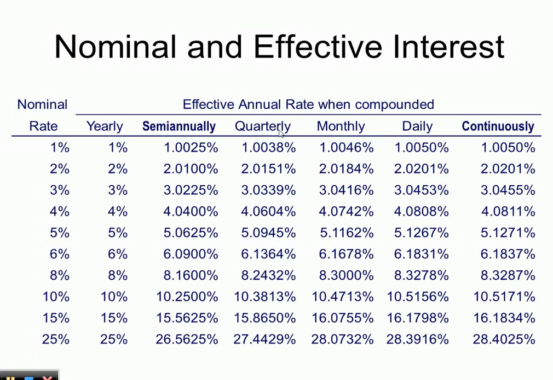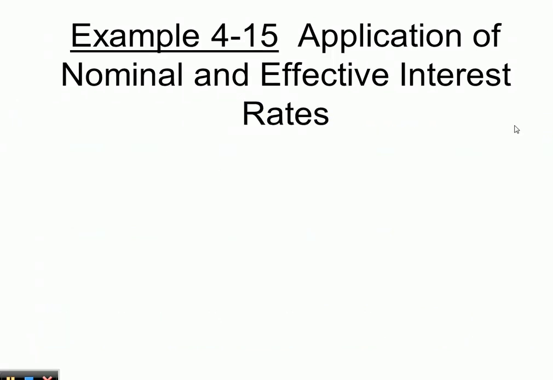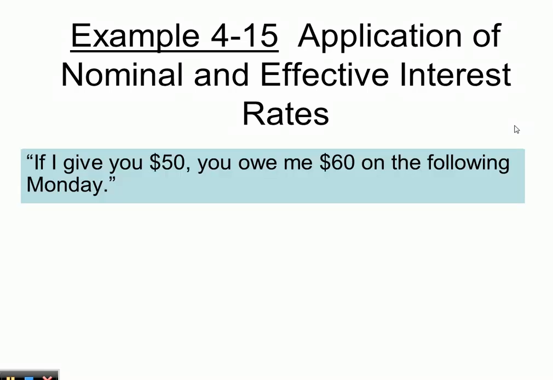When we compound 4 times per year, the effective rate grows even larger. When we compound daily, this is the rate. When we compound continuously, it's even larger. But notice that daily compared to continuous compounding is pretty close. It's not that close, but it's pretty close in terms of the rates. And so, again, let's take a look at an example so we can understand how to use these nominal and effective interest rates, because as I said, these are concepts that many students find very difficult.